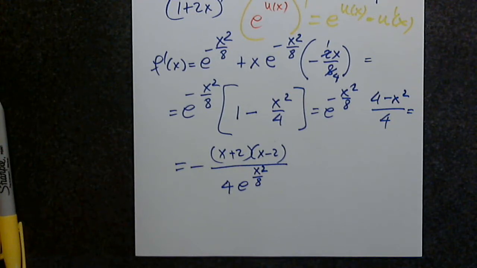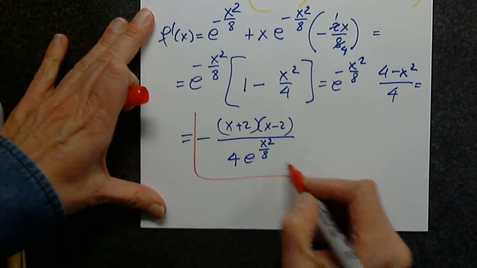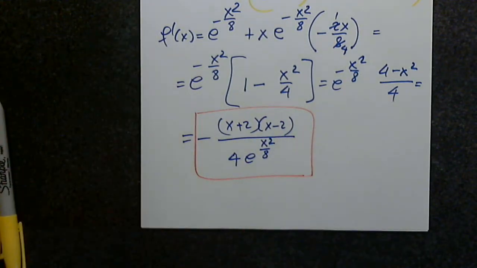So where did you get the 4 from? When I add two fractions, I have to find the least common denominator. I have to multiply this by 4, so I have 4 minus x squared over 4. I factor out negative 1, and I get x squared minus 4, which factors into x plus 2, x minus 2. So this is the final form for f prime.